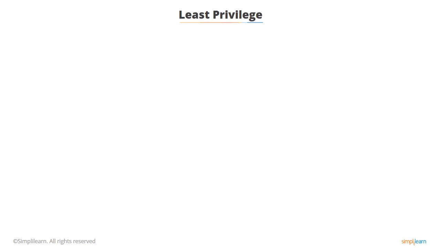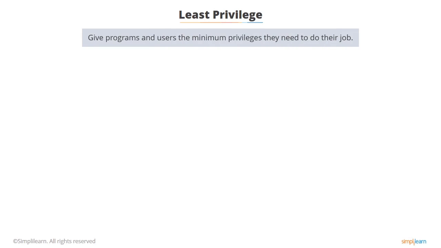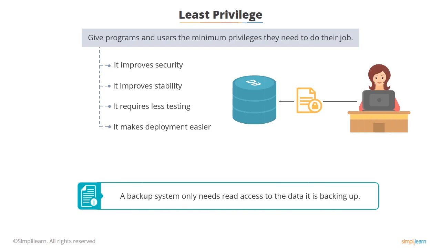This is actually very important, least privilege, and it's surprising how few people actually do it. The idea is to give programs and users the minimum amount of access they need to perform their job. This greatly improves security and stability. It requires less testing. It makes deployment easier. So for example, if you've got a backup system, it needs to be able to read the data it's backing up. It needs to be able to write to the place it's backing up to. It doesn't need to be able to write to the data it's backing up, so don't give it access to it.